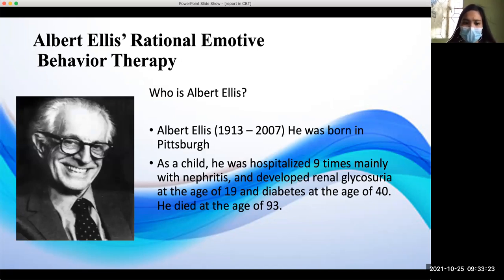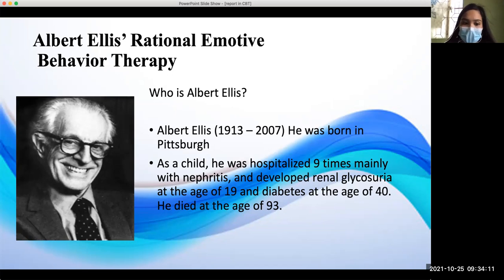Albert Ellis was born in 1913 in Pittsburgh, and he went to New York at the age of 4 and lived there for the rest of his life. According to him, as a child, he was hospitalized 9 times, mainly with nephritis, and developed renal glycosuria at the age of 19 and diabetes at the age of 40, and he died at the age of 93 in 2007. Albert Ellis decided to become a psychologist when he realized that he could counsel people skillfully and that he greatly enjoyed doing so. Also, he was analyzed and supervised by a training analyst.